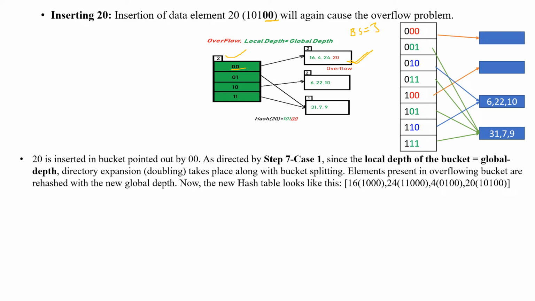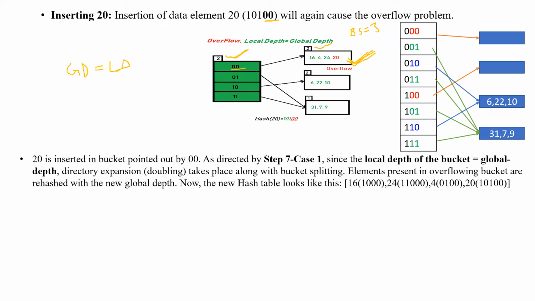That situation is called overflow. So overflow occurs here. Now what will you do? Check the global depth as well as the local depth of the overflowed bucket. What is the local depth of the overflowed bucket? 2. So here also the situation is that GD equals LD. GD equal to LD. Then what will you do?